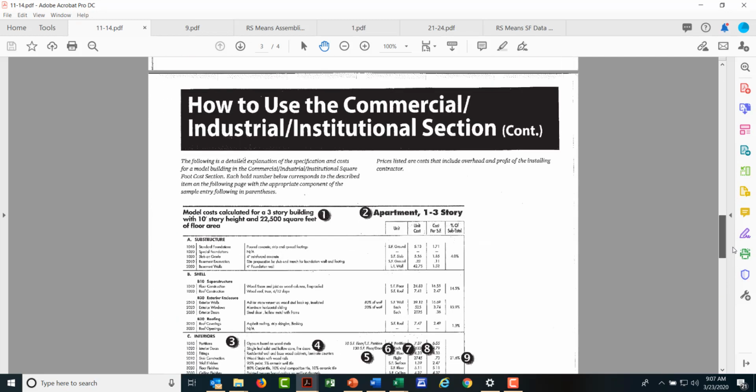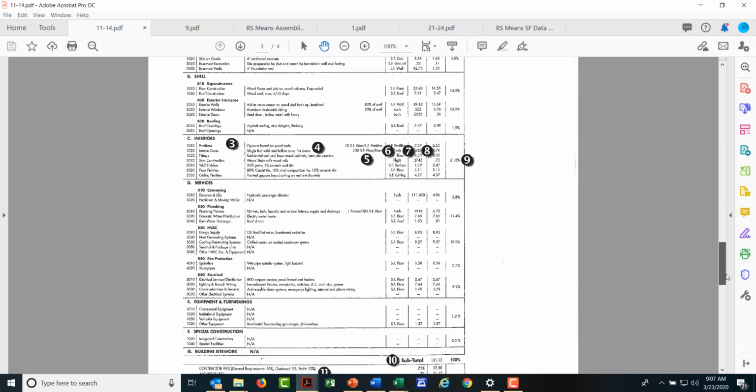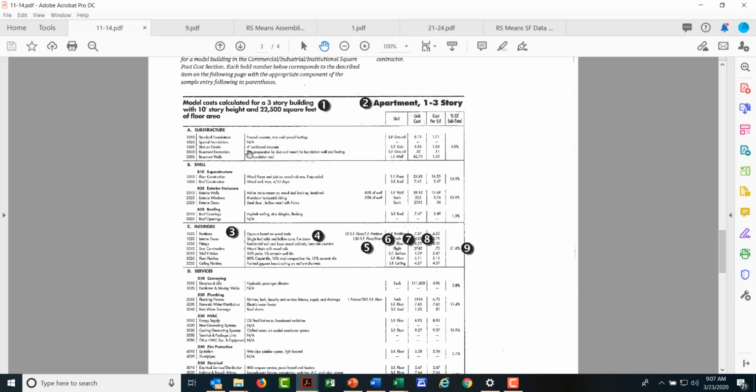The second page of each assembly looks something like this. They break it down into various groupings. They'll give you the title of that grouping, for instance, a standard foundation. They'll tell you briefly what it is, and they'll tell you the unit of pricing. The unit cost for the slab on grade is $5.13.